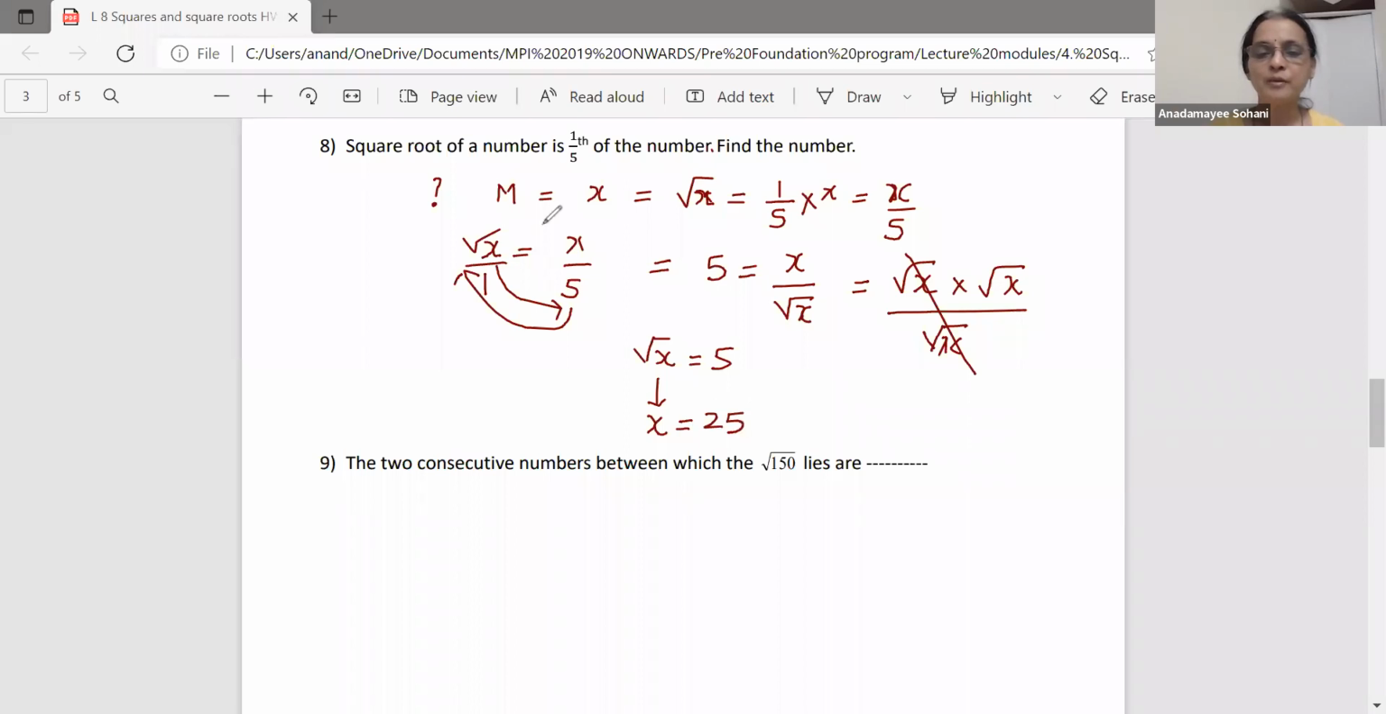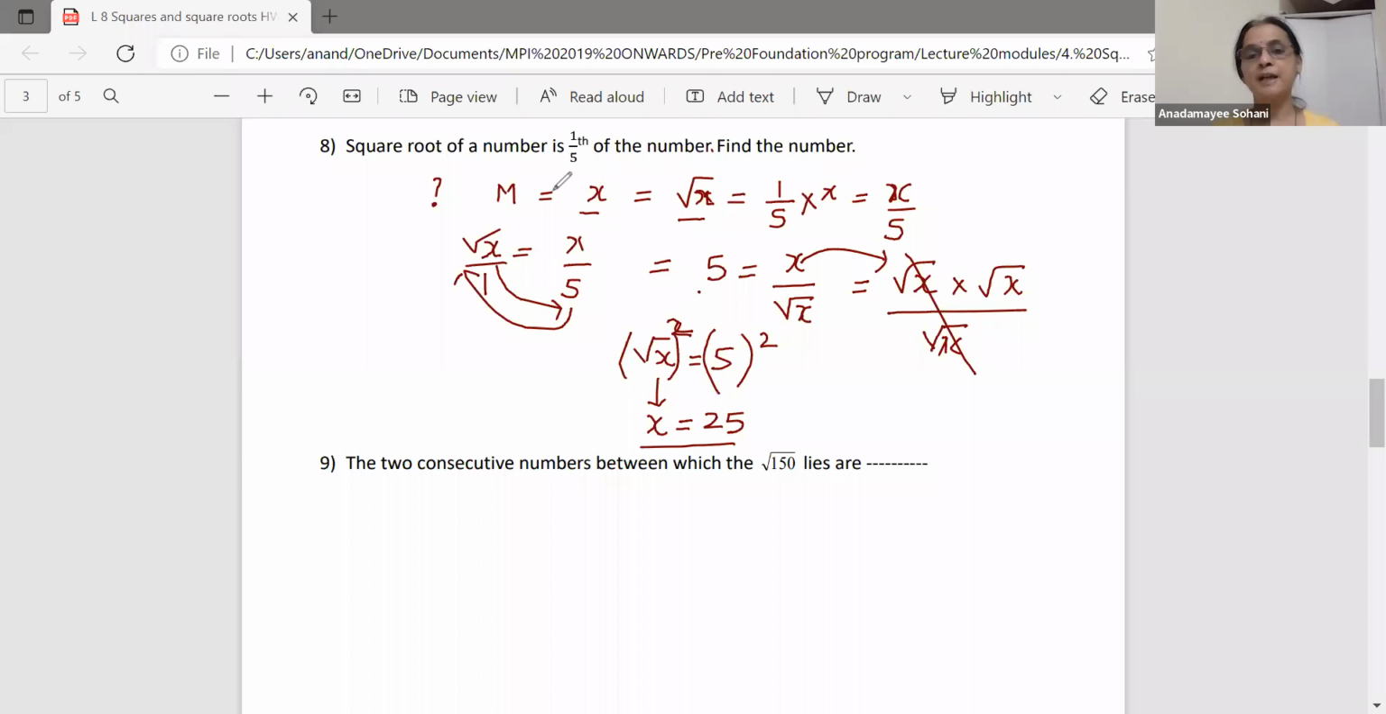Once again, let my number be x. Root of x is 1/5 of it. So I know root x is equal to x upon 5. So I get x upon root x as 5. I express x as root x into root x upon root x. So one root x gets cancelled. So I get root x is equal to 5 and therefore x is the square of root x. If I'm squaring the left hand side, I will have to square the right hand side also. So x becomes 25. This is my method 1. I started with x.